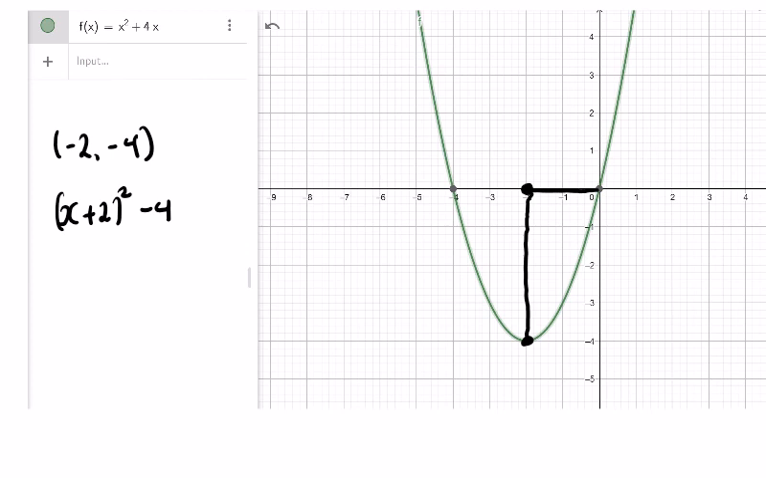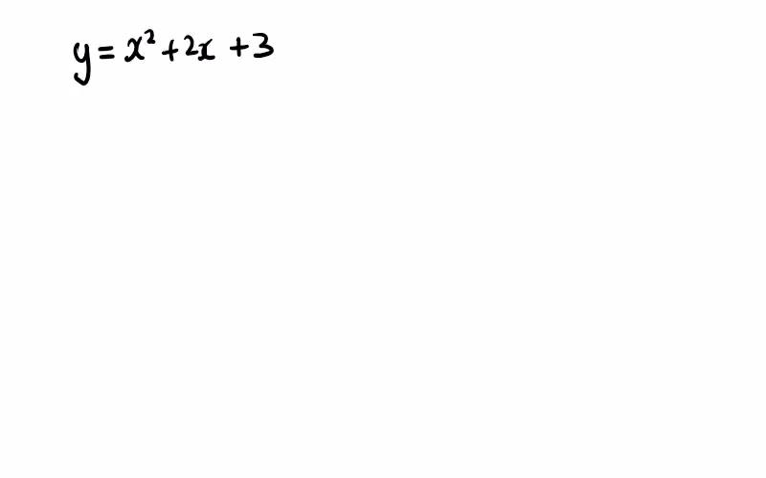So now what I'm going to challenge you to do, I'm going to give you a quadratic. I want you to complete the square and I want you to do a sketch of it before you look at it on GeoGebra. So this one, Raj, y is equal to x squared plus 2x plus 3. Complete the square for me and do a sketch of it. Pause the video. Okay, hopefully you've given it a good go. Let's have a look here.